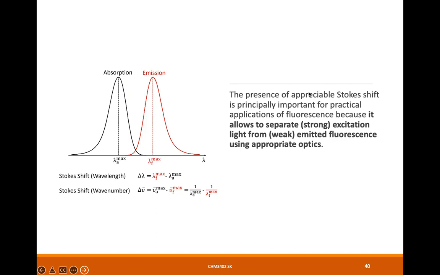The presence of an appreciable Stokes shift means that the resolution is relatively good, the separation of the absorption spectrum and the emission spectrum is good. This is principally important for practical application because you can have a better quantitative analysis if you have a good separation of absorption and emission spectrum. Okay, so this is what Stokes shift is.